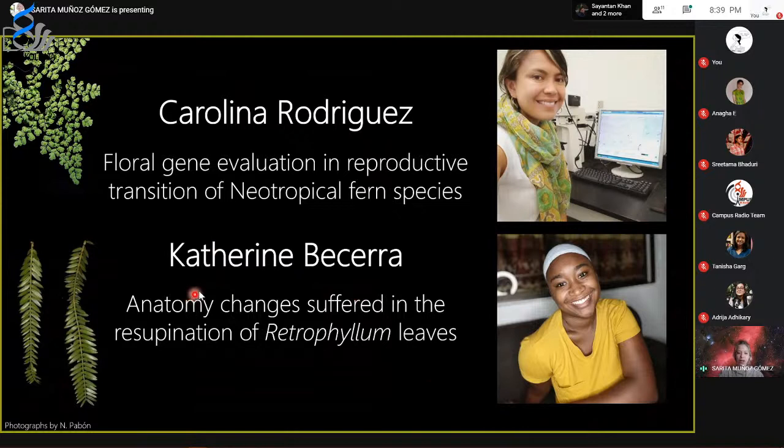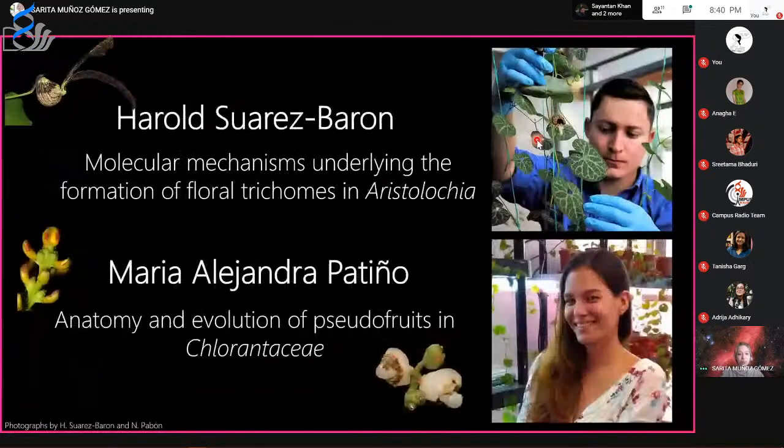Catherine is working on the anatomy changes that occur in the leaves of Retrophyllum when resupination happens. So resupination is this cool mechanism in which leaves of the plant suffer torsion. And for that to happen, many other anatomy changes need to happen. So she's going to do that for her undergrad thesis. I forgot to mention that Carolina is a master's student, and she will be graduating soon.